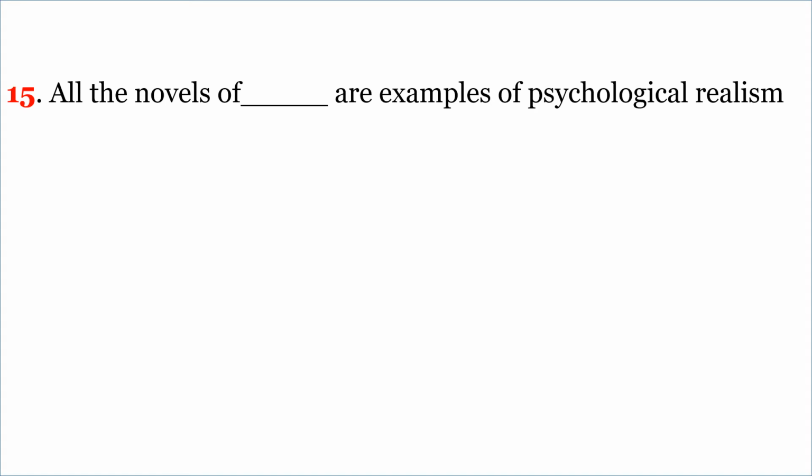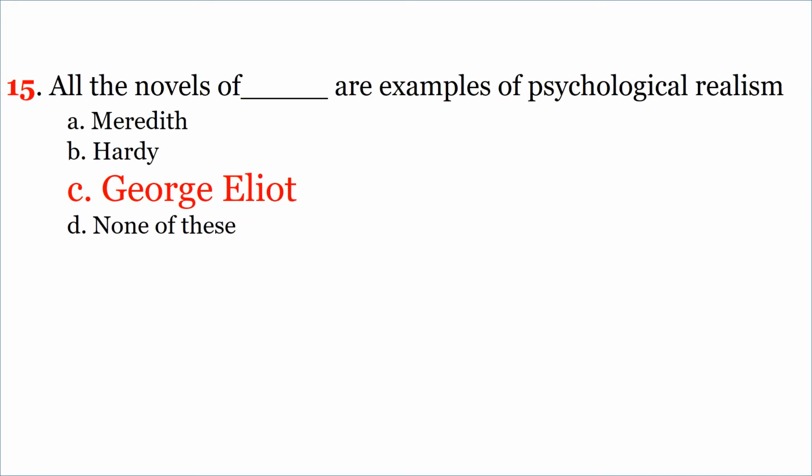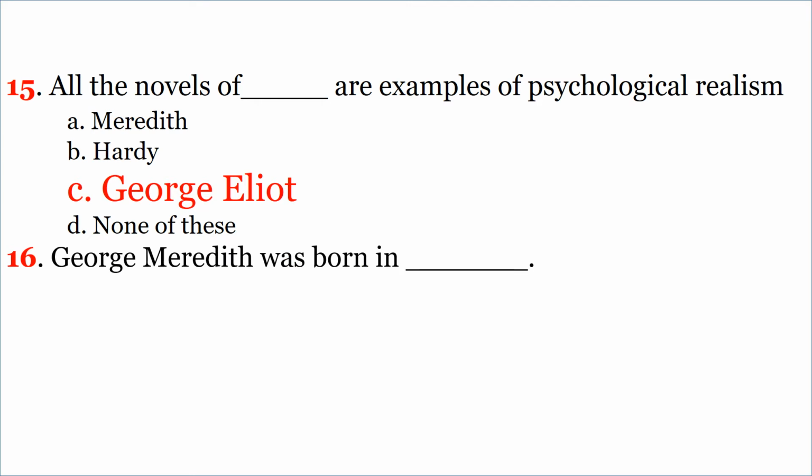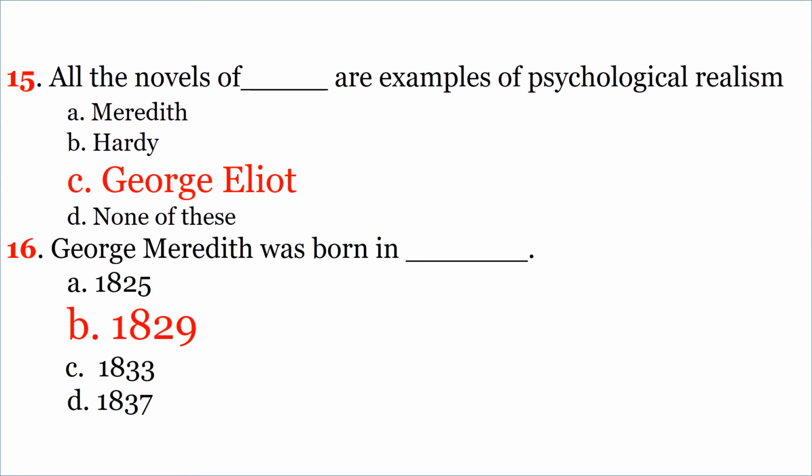All the novels of dash are examples of psychological realism. The correct option is C. George Eliot. Another very important question. George Meredith was born in. The correct option is B. 1829.